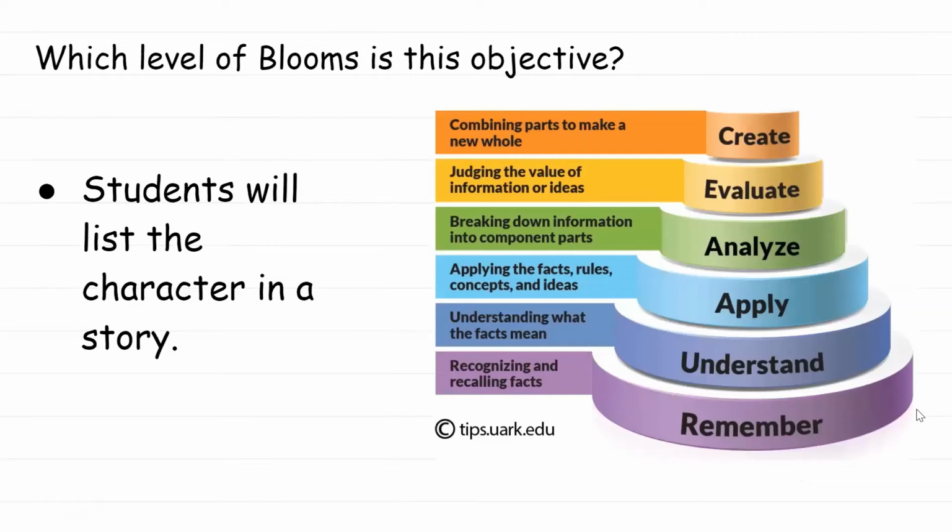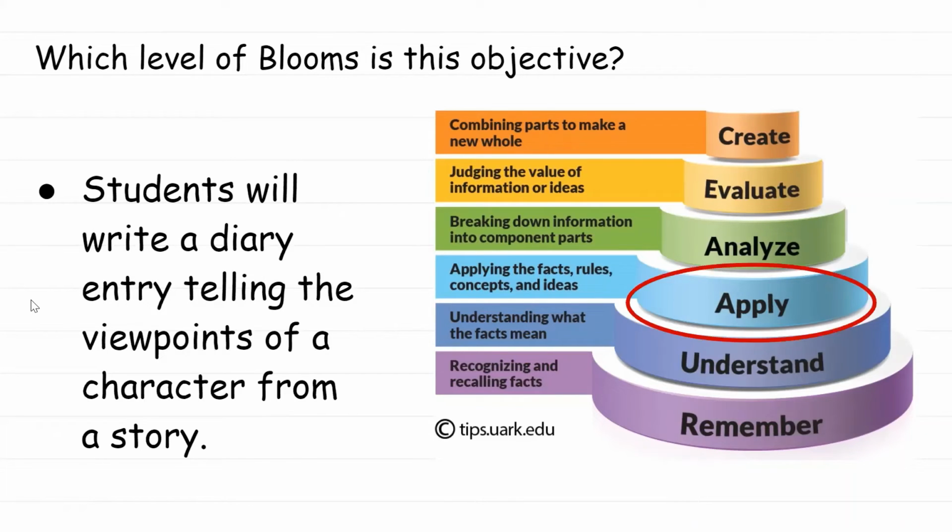Okay, so I just want to look at some objectives, and I want us to look at the actions that students will be doing in the objective and the level of thinking, and we're going to try and guess what the level is on Bloom's taxonomy here. Our first objective is: students will list the characters in a story. So take a minute, pause the video, and think, what level of Bloom's is this thinking to list a character?